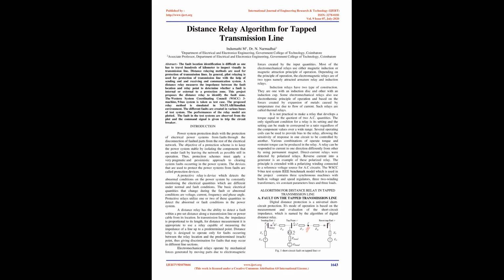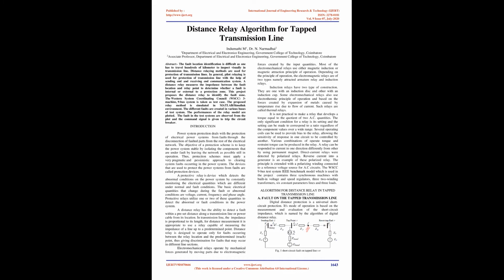The devices that are used to protect the power systems from faults are called protection devices. A protective relay is a device which detects the abnormal conditions on the power system by constantly monitoring the electrical quantities which are different under normal and fault conditions. The basic electrical quantities that change during the fault or abnormal conditions are voltage, current, frequency and phase angle. Protective relays utilize one or two of these quantities to detect the abnormal or fault conditions in the power system.